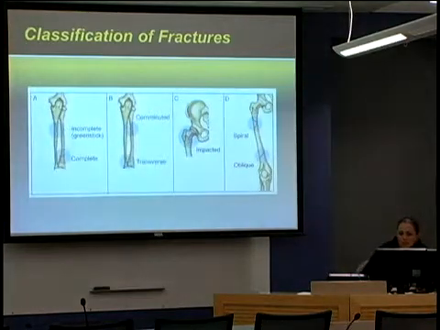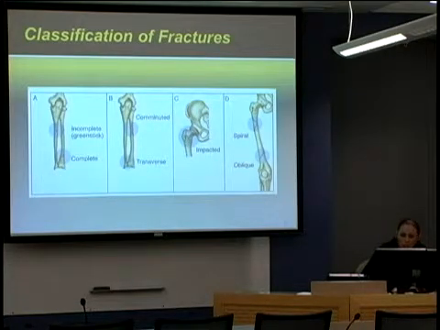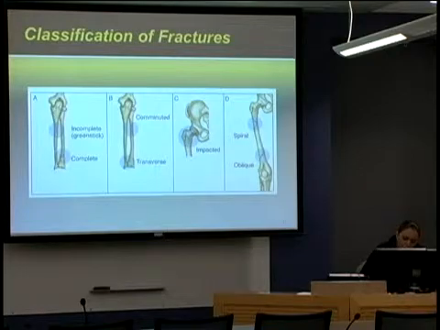So here's the example of these fractures. Incomplete or greenstick. As you can see, the greenstick fracture is when the fracture line does not split the bone completely in half, and it's very common in children. Complete fracture is when the bone is completely transected.